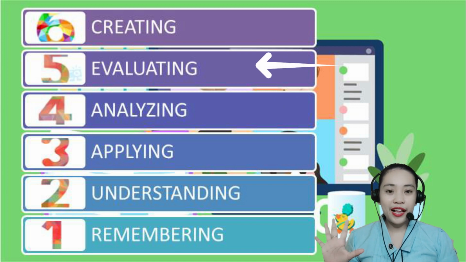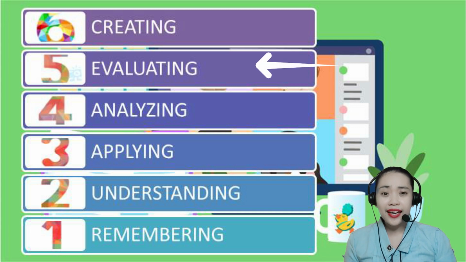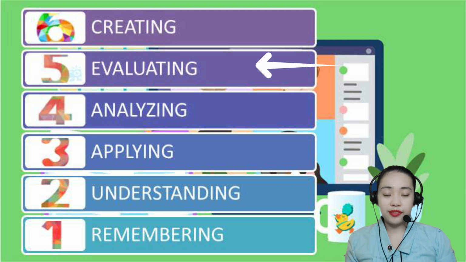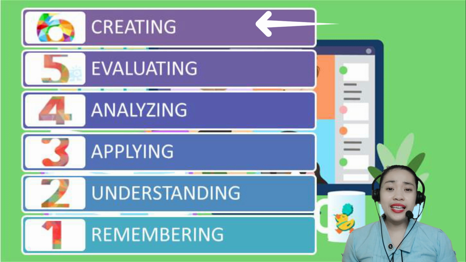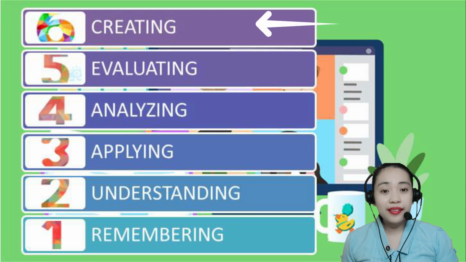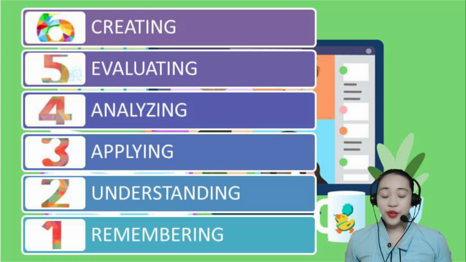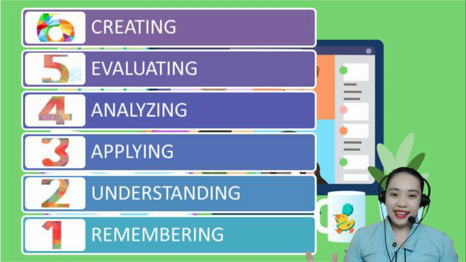Fifth level, we have evaluating. Justifying a decision or course of action, like checking, hypothesizing, critiquing, experimenting, and judging. And lastly, our highest level is creating. Generating new ideas, products, or ways of viewing things, designing, constructing, planning, producing, and even inventing. So class, those are the 6 levels of cognitive domain. We have remembering, understanding, applying, analyzing, evaluating, and creating.